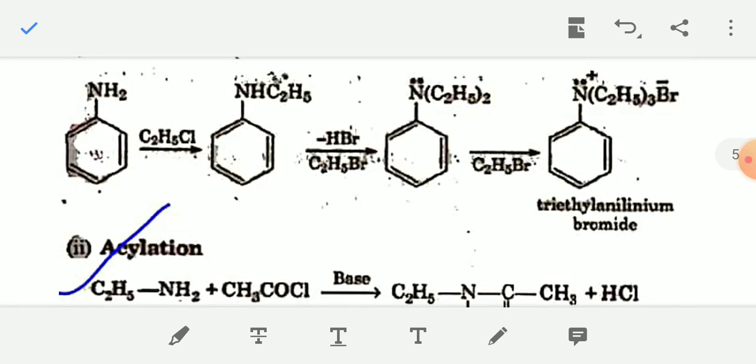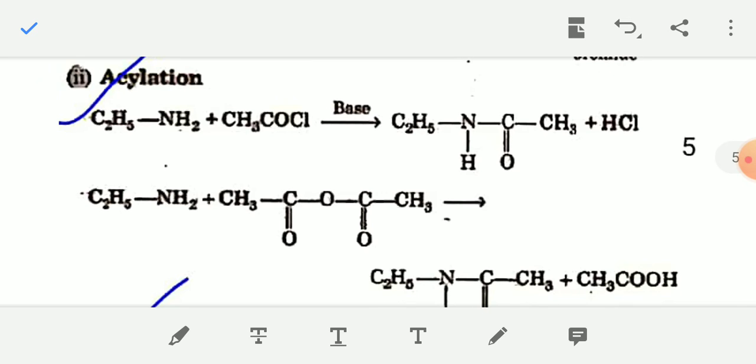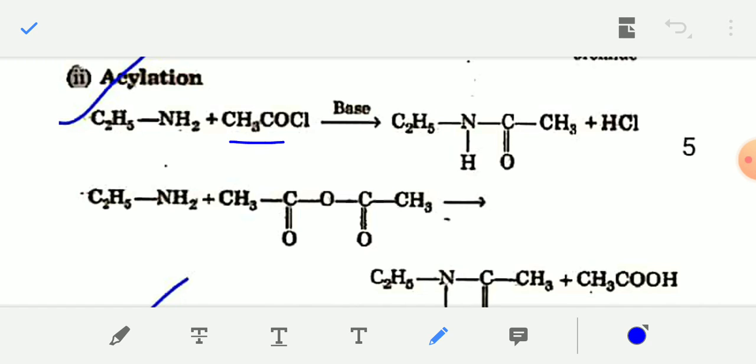Second type of reaction, acylation. Acylation means reaction with acetyl chloride or reaction with acetic anhydride. Reaction with acetyl chloride, CH3COCl, or reaction with acetic anhydride, CH3COOCOCH3. This is acetic anhydride. So, reaction of amine with acetyl chloride.